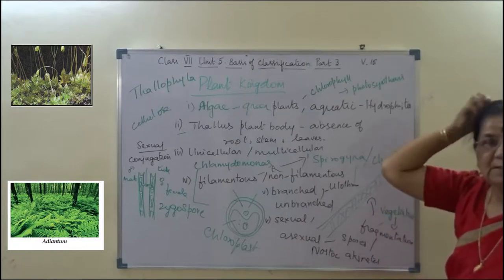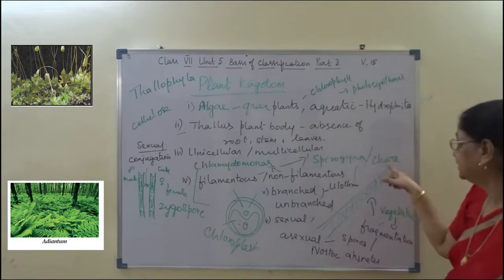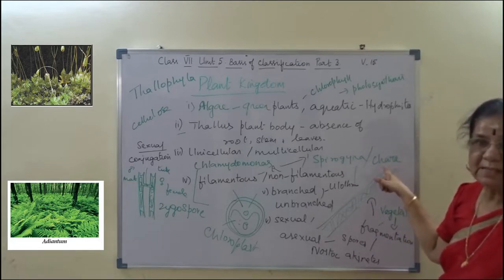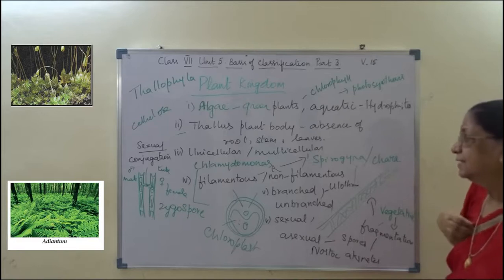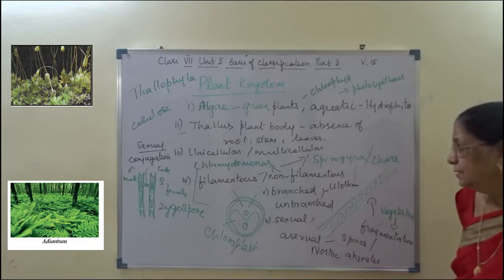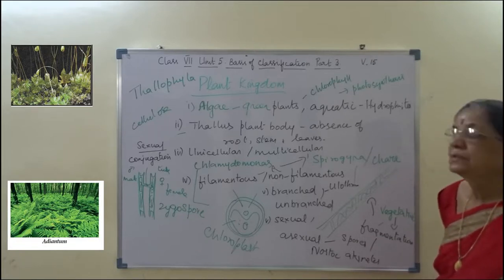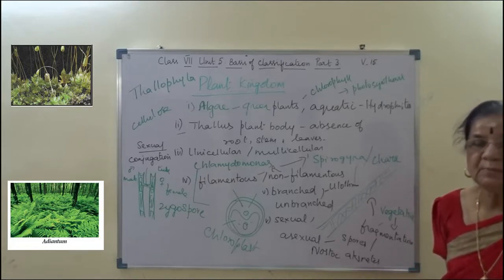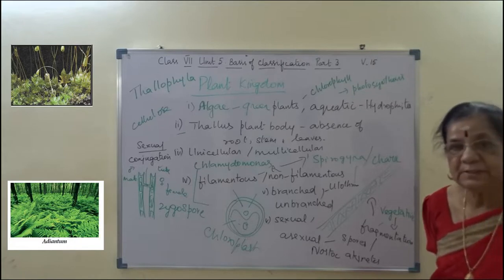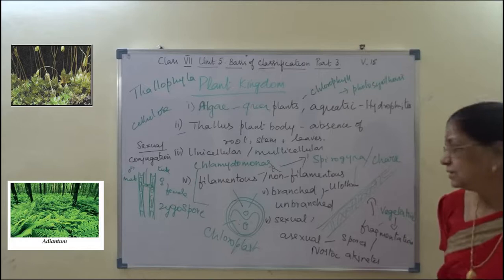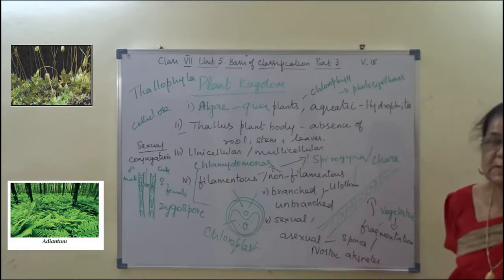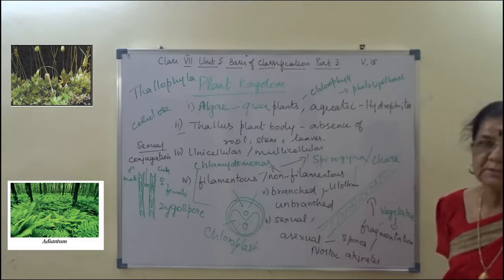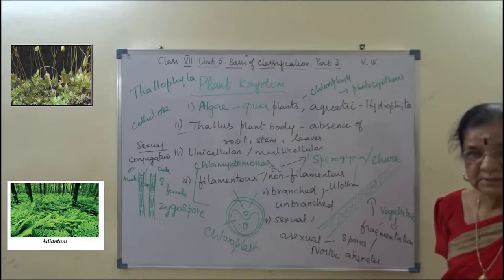Now, the textbook example is Chara. Unicellular forms are non-filamentous, whereas Spirogyra, multicellular, is filamentous. In filamentous form, it may be branched or unbranched. Then asexual reproduction by vegetative method.